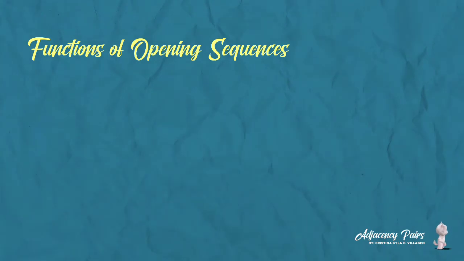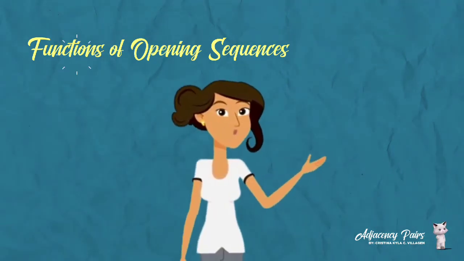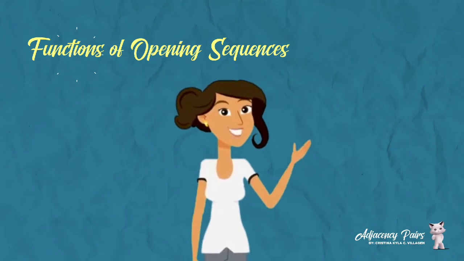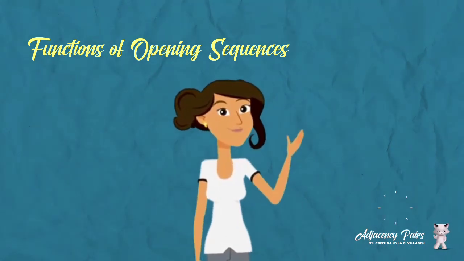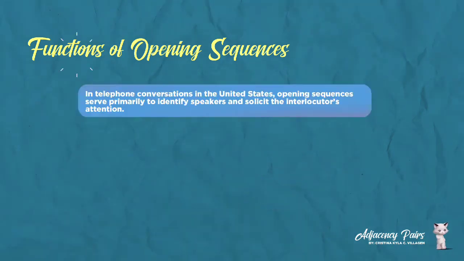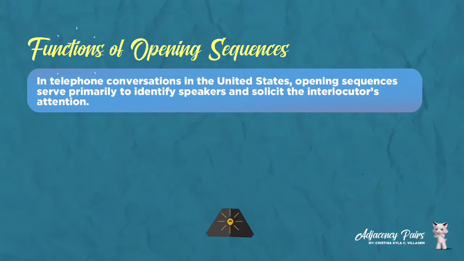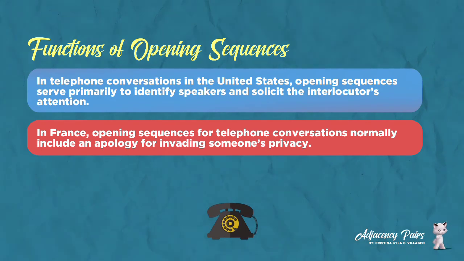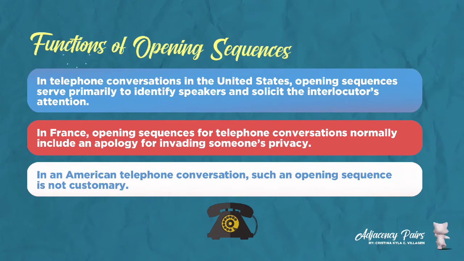Functions of opening sequences. A final aspect of opening sequences in which cultural differences are found is the relative importance of their various functions. In telephone conversations in the United States, opening sequences serve primarily to identify speakers and get the interlocutor's attention. In France, opening sequences for telephone conversations normally include an apology for invading someone's privacy. In an American telephone conversation, such an opening sequence is not customary.